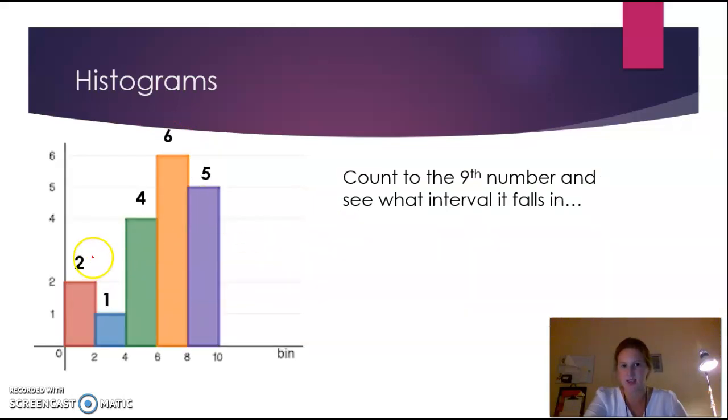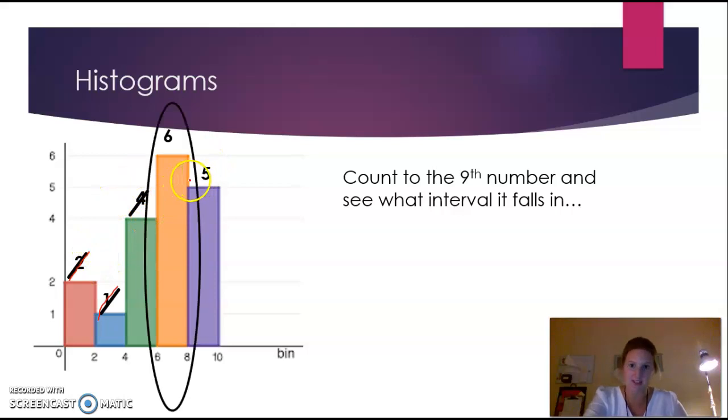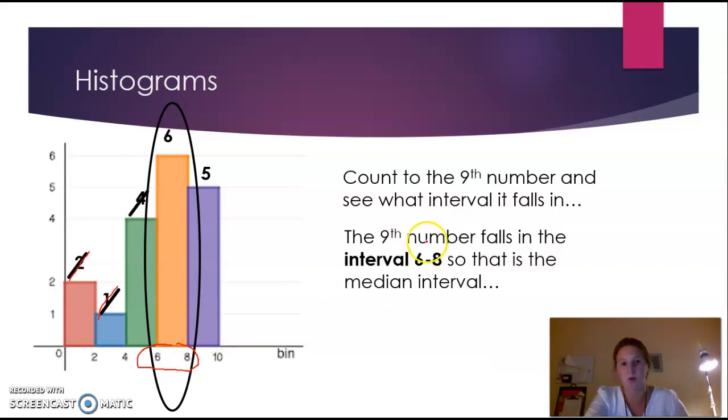So there's my frequencies, and I'm just going to count to the 9th one, and then name that interval as the median interval. Okay, so 2 plus 1 is 3. Plus 4 is 7. So that means the 9th number is going to fall in this interval right here. And we can name that interval using the x-axis labels. So from 6 to 8, that's where the median number falls. And so again, you don't give me an actual median number. You tell me the interval that the median falls in is from 6 to 8. And then you call it a day.